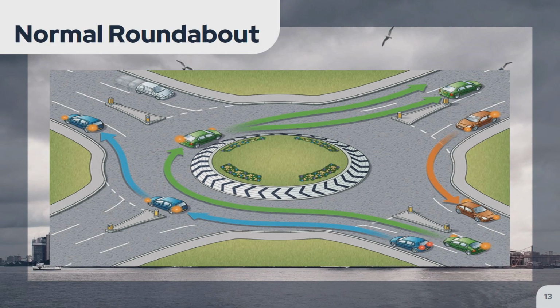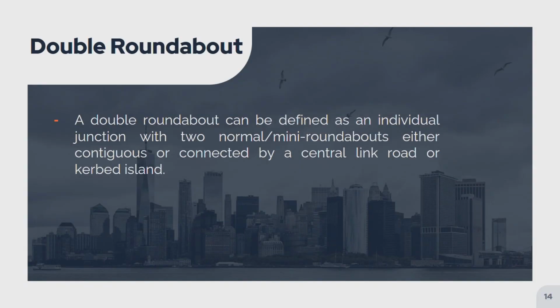So we have here an example of a normal roundabout. Compared to the mini roundabout, the normal roundabout is bigger, and we can clearly see the difference from the mini roundabout by the triangular shaped center aisle seen in the exit or entrance of the roundabout. Double roundabout. A double roundabout can be defined as an individual junction with two normal or mini roundabouts, either contiguous or connected by a central link road or curved island.